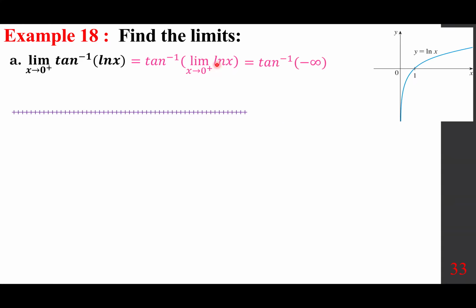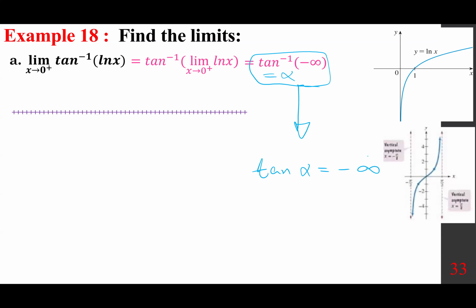So think about this, tan inverse of negative infinity. What is it? Let's say it's alpha. What does it mean? Tan of alpha is negative infinity. That's the meaning of it. So what should alpha be? Negative pi over 2. Okay.